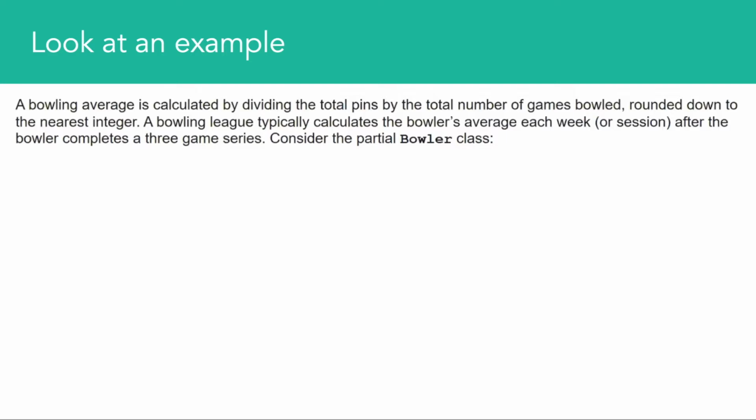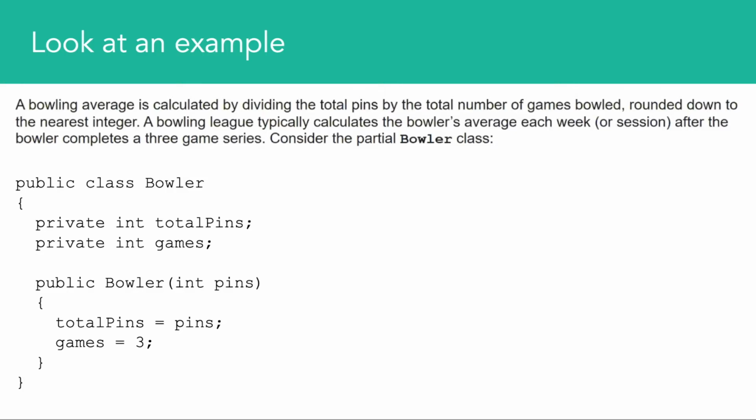A bowling average is calculated by dividing the total pins by the total number of games bowled, rounded down to the nearest integer. A bowling league typically calculates the bowler's average each week or session after the bowler completes a 3-game series. Consider the partial Bowler class. We will start by writing the Bowler class header, the instance variables, and one constructor. Here we have a public class called Bowler with 2 private instance variables called totalPins and games. It has one constructor that takes a parameter of type integer called pins that will be used to assign the totalPins instance variable. As constructors must initialize all instance variables, we need to assign a value to games. In this case, it's been assigned to 3.